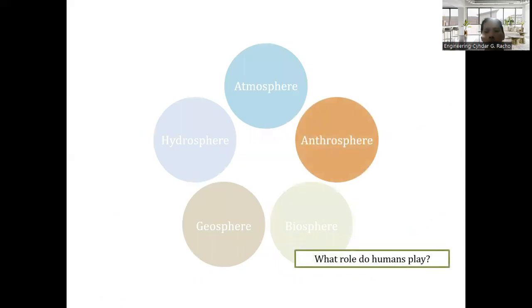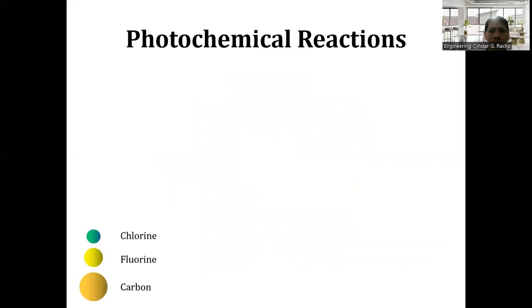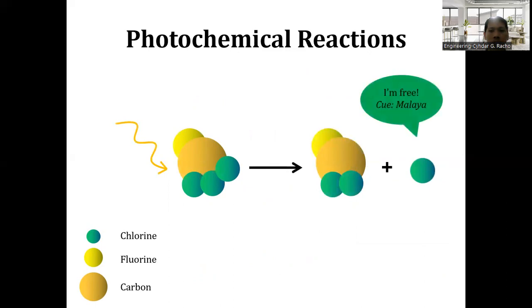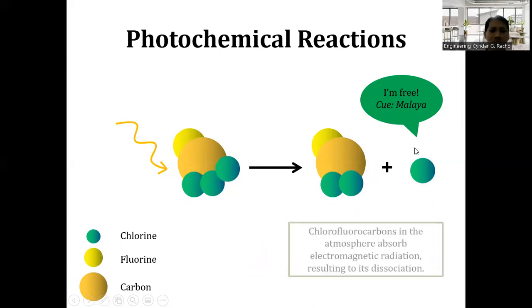Now, what role do humans play in the formation or destruction of the ozone layer? Human activities can produce substances that can lead to ozone destruction. One example of this is chlorofluorocarbons, or CFCs. When electromagnetic radiation strikes your chlorofluorocarbon, chlorine will be freed. This chlorine can interact with these free radicals. Your chlorine can interact with your ozone.